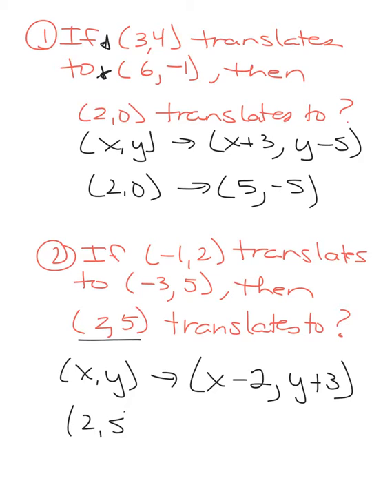So now I need to apply that to my new point 2, 5. So if I subtract 2 from 2, I get 0. And if I start with 5 and add 3, I end up with 8. So my new coordinate is going to be 0, 8.